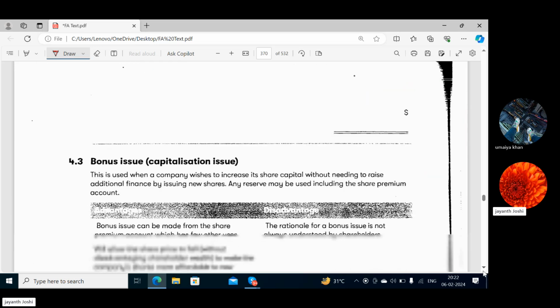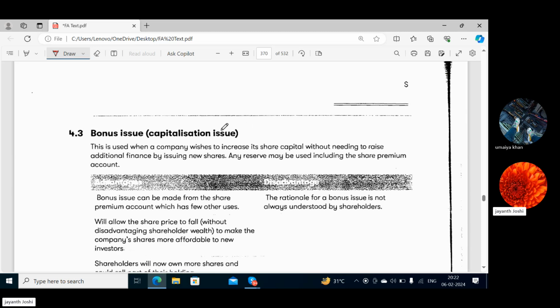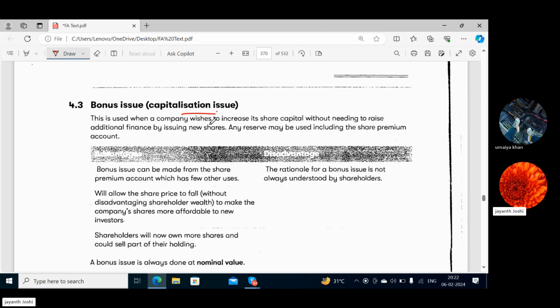Let's move further. There comes the bonus issue. I have already explained to you about bonus issue. This is used when a company wishes to increase its share capital without needing to raise additional finance by issuing new shares. So the company is not issuing shares for extra money. They only want to increase the number of shares, increase the share capital.